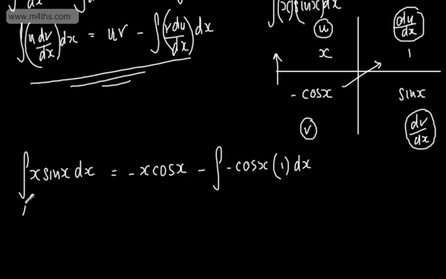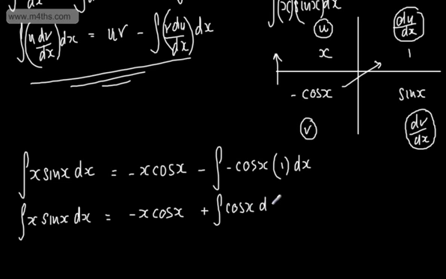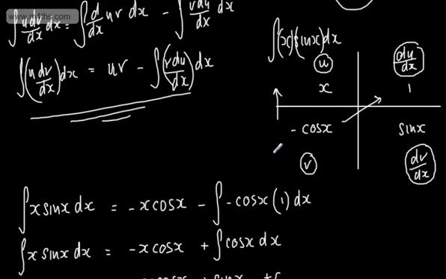So what I can say now is the integral of x sine x dx will be equal to the product minus x cos x, that is a product uv, plus now the integral of cos x with respect to x. So we know that the integral of cos x is sine x, so we can now say that this will be minus x cos x plus sine x plus a constant of integration. And that now is the integral of my product.